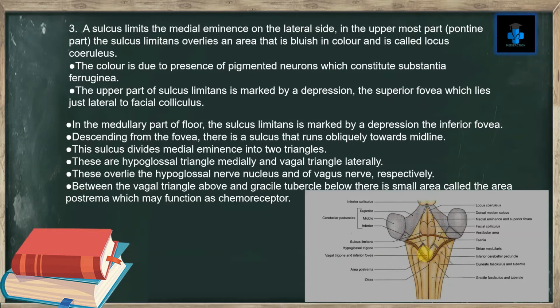These overlie the hypoglossal nerve nucleus and of the vagus nerve respectively. Between the vagal triangle above and gracile tubercle below, there is a small area called the area postrema, which may function as chemoreceptor. This right here is the area postrema, and it may function as chemoreceptor.